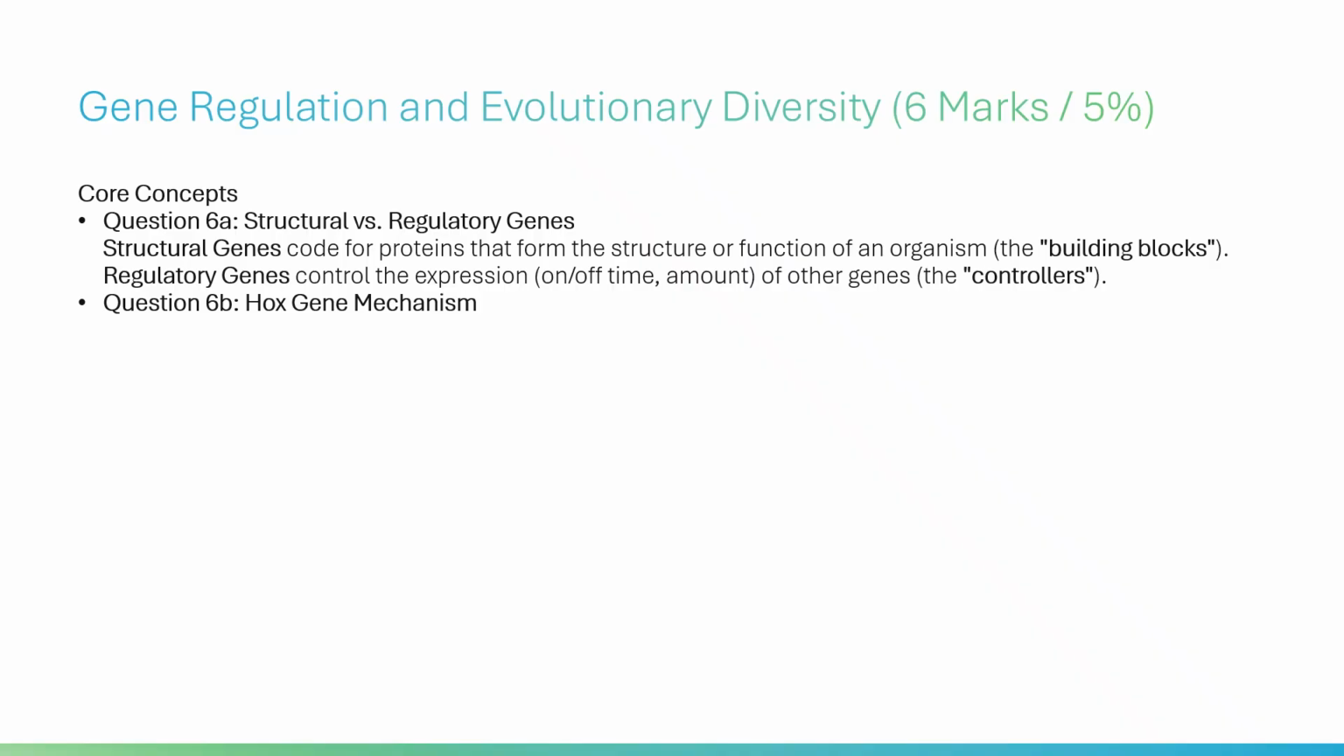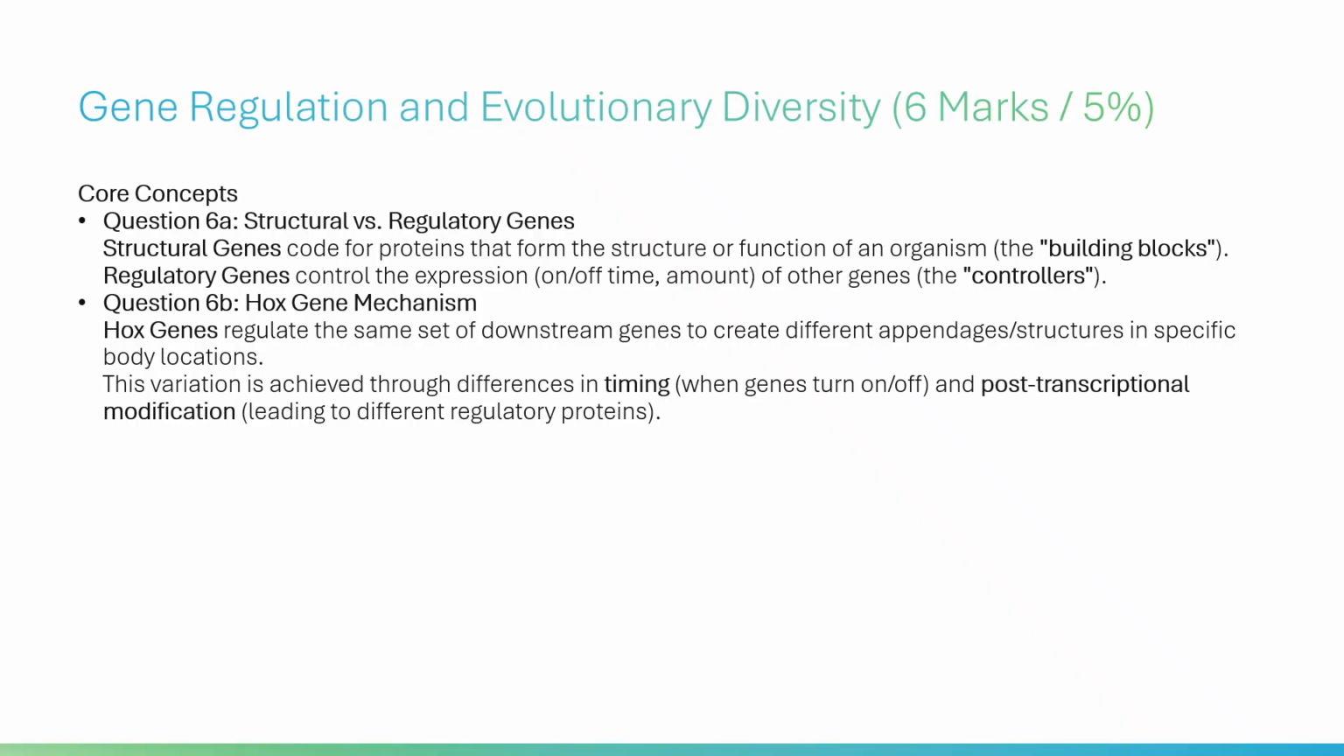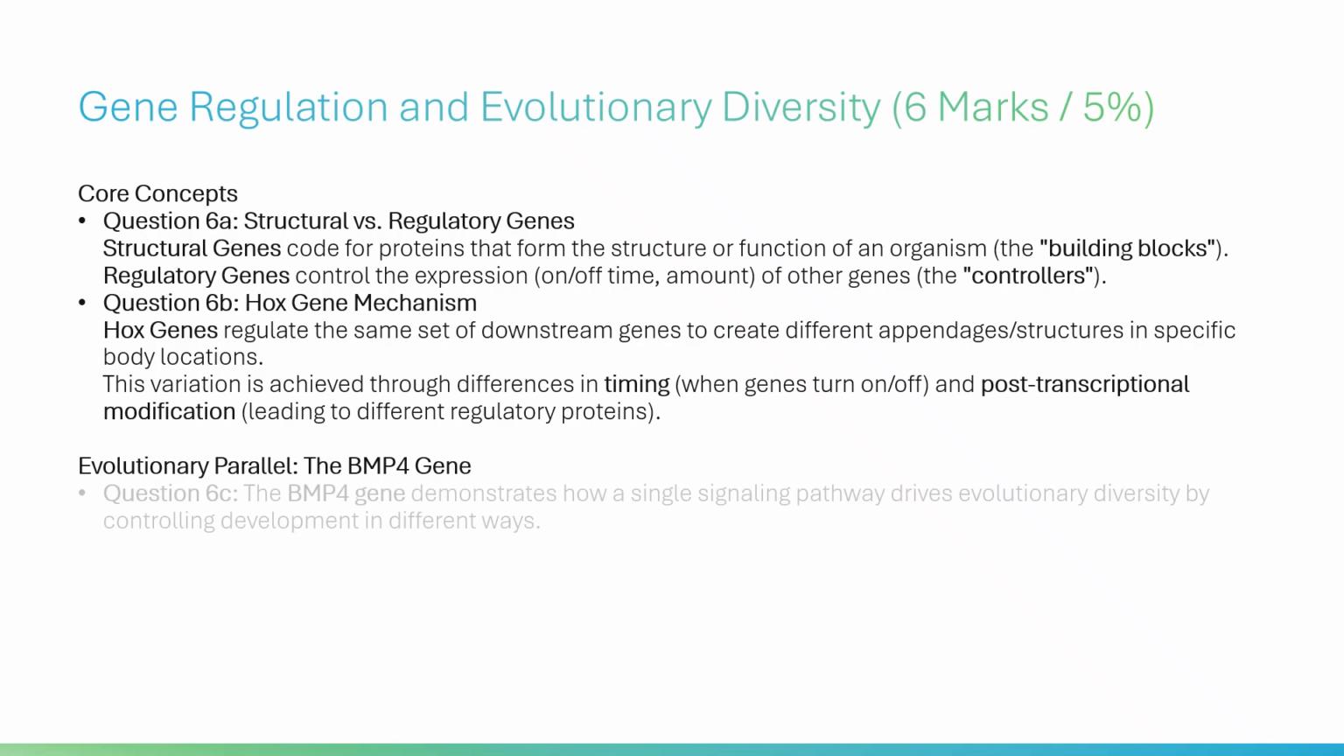Question 6b. Hox gene mechanism. Hox genes regulate the same set of downstream genes to create different appendages, the structures in specific body locations. This variation is achieved through differences in timing, when genes turn on and off, and post-transcriptional modification, leading to different regulatory proteins. Evolutionary parallel. The BMP4 gene.